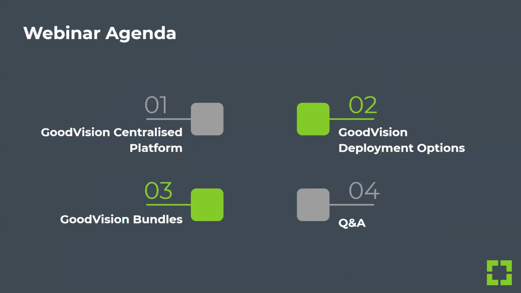I'll just go to the agenda. As you can see, we have 4 areas with the Q&A: the GoodVision centralization platform, GoodVision Deployment Options, and the GoodVision Bundles. And I'll hand this over now to Daniel Stofan, our CEO, and he's going to go through the webinar with you. So thank you very much.